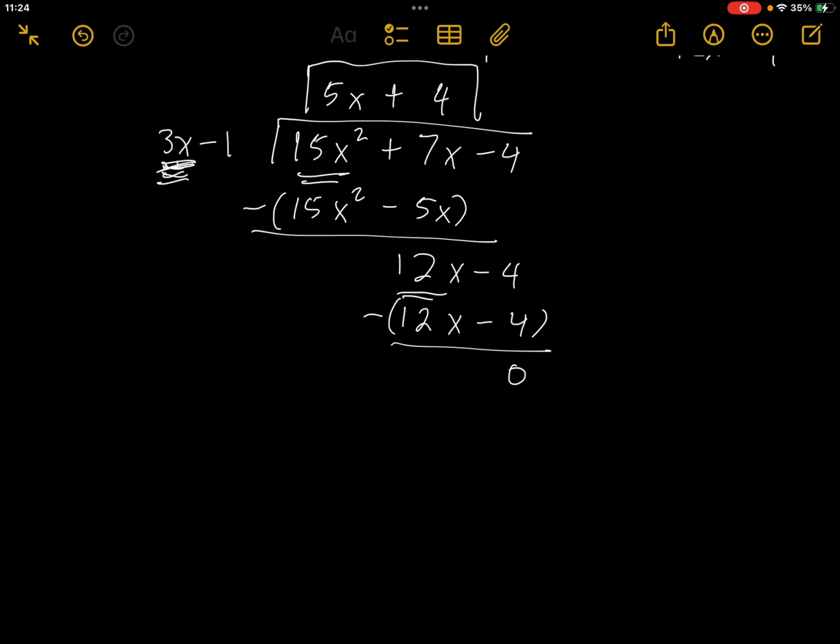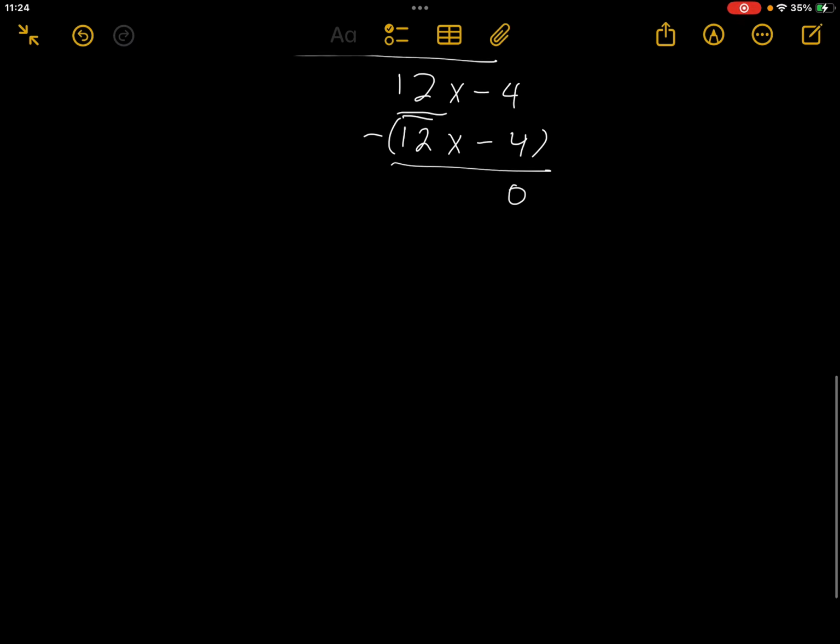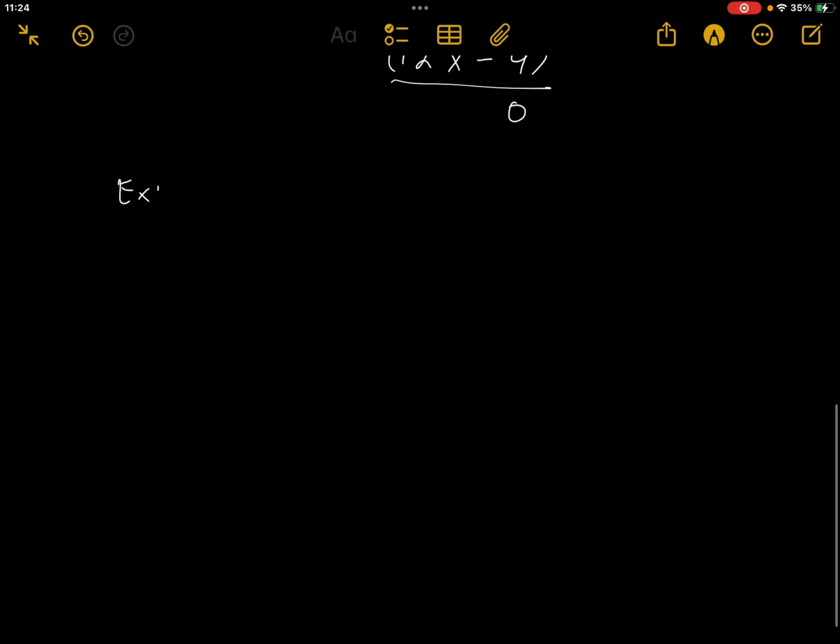Let's do another example. Divide 4x cubed minus 7x plus 3 by 2x plus 3. Okay, we're going to use the division algorithm to divide the polynomials.